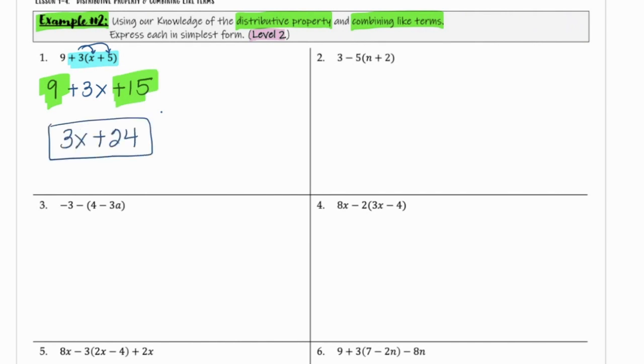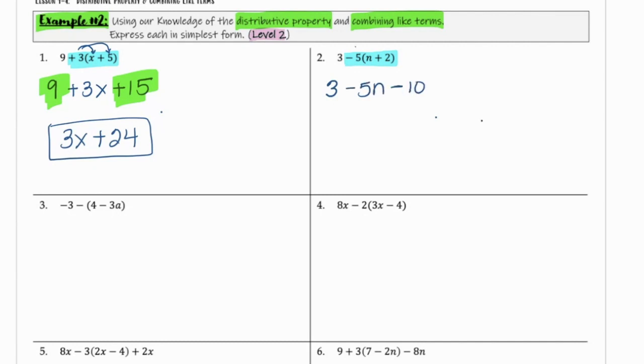And I get 3x plus 24. So let's do the same thing for number 2. I'm going to identify my distribution first. I see it right here. And you notice how I've been highlighting the sign of that 5. Very, very important. So I'm going to drop down the 3 and I'm going to distribute that negative 5.